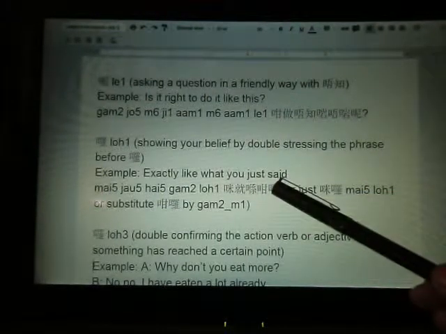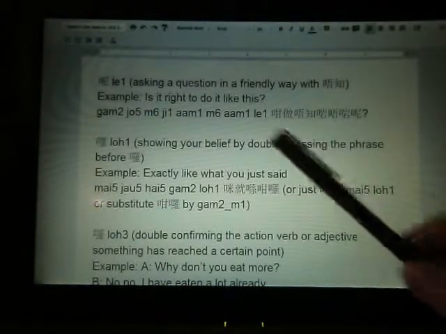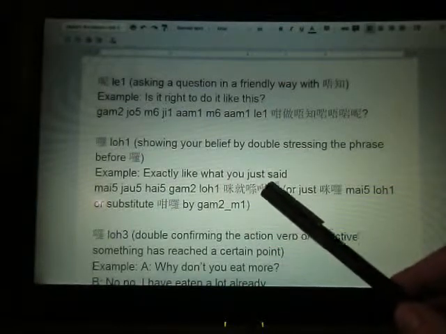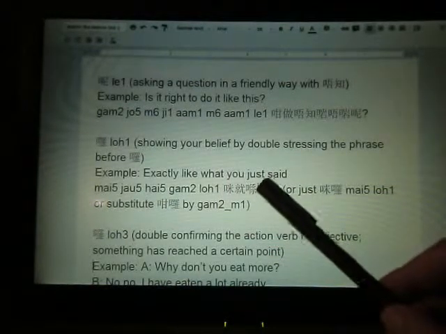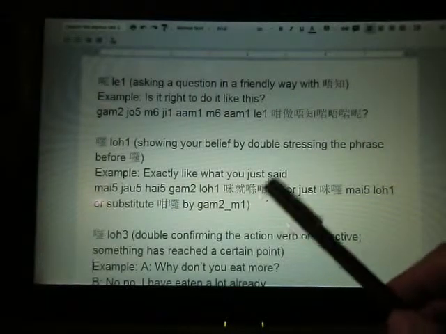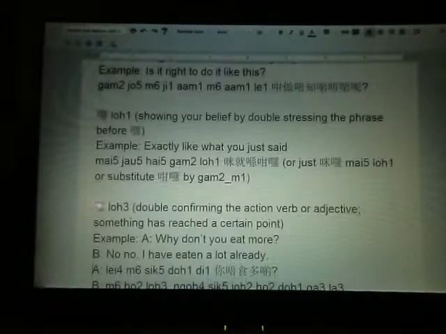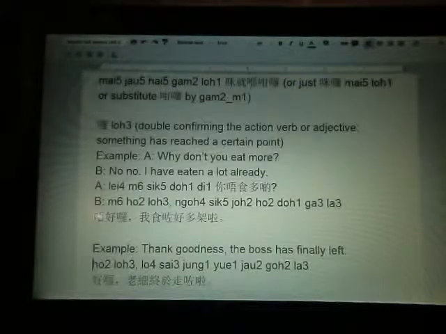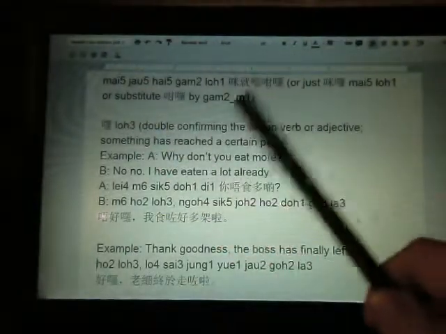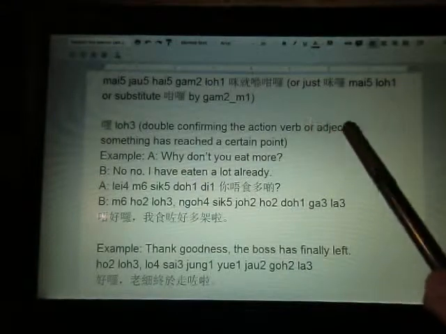Law. Okay. So law here indicates that you are showing belief in this. So right before law, the word right before law is 咁. So it's actually like this. Law. So you're agreeing. Law again is a confirmation of the verb or the adjective in the sentence.